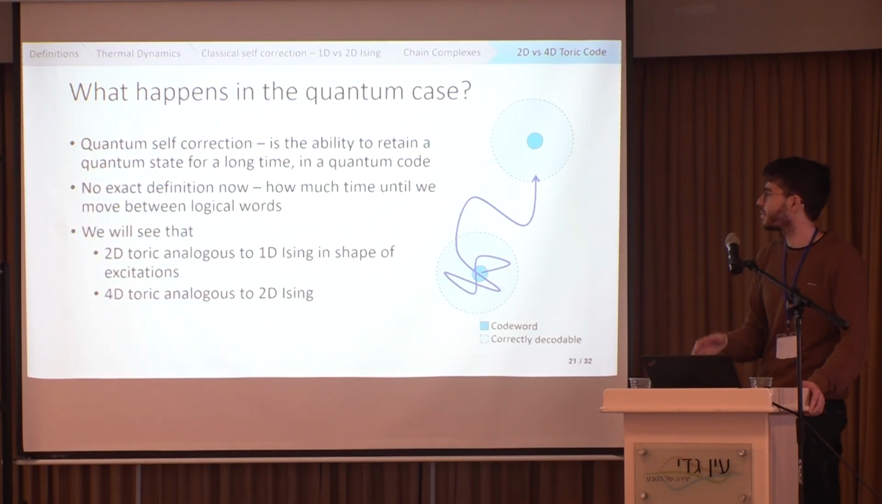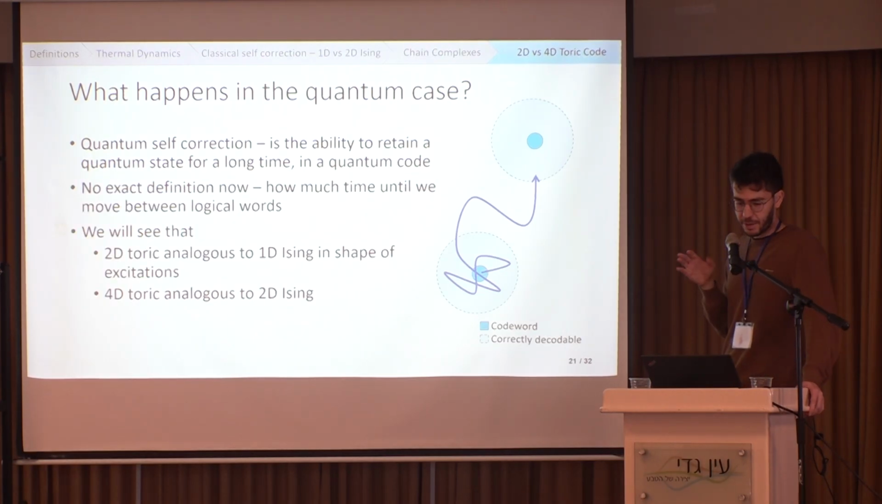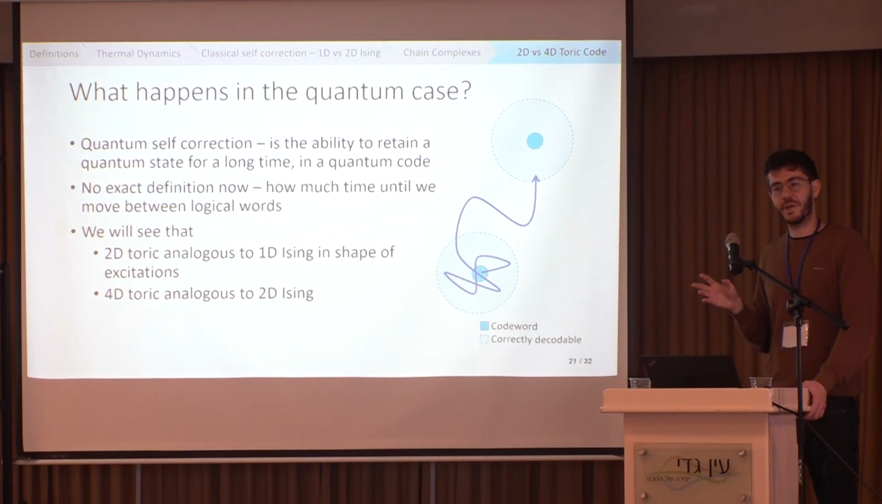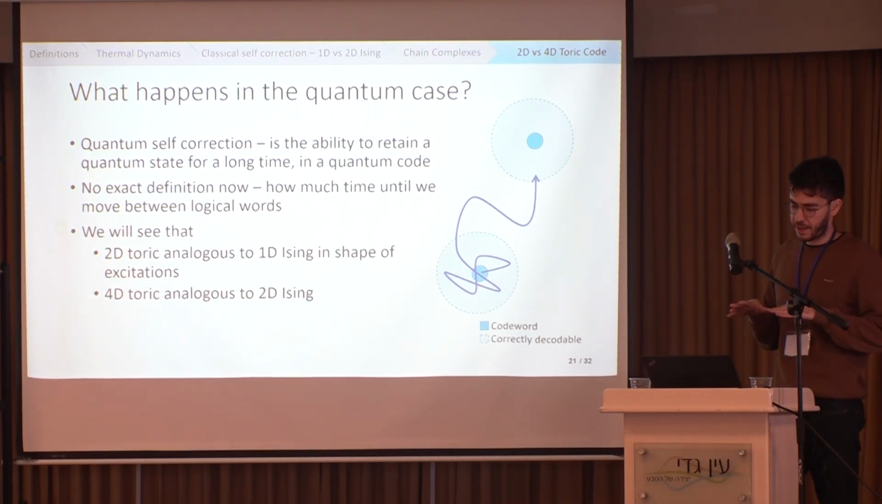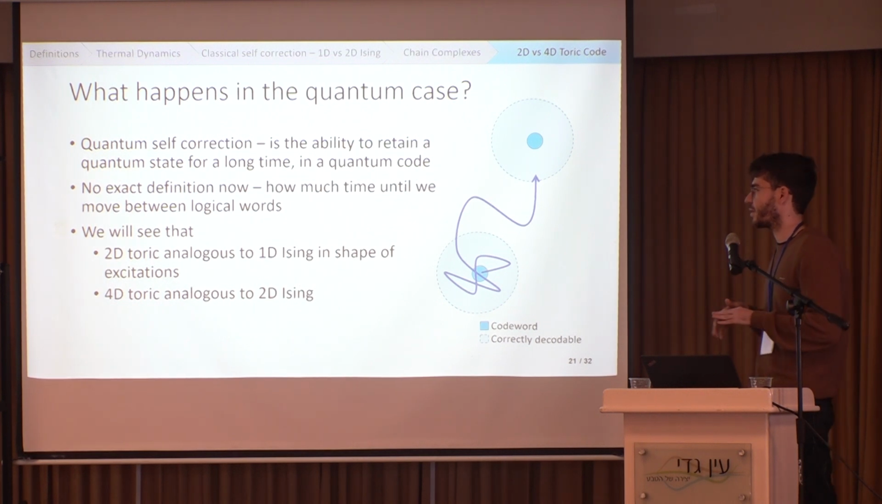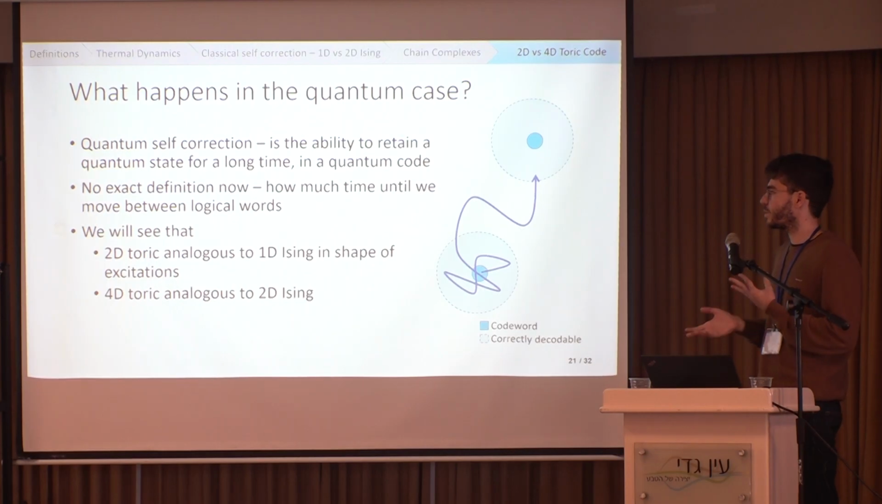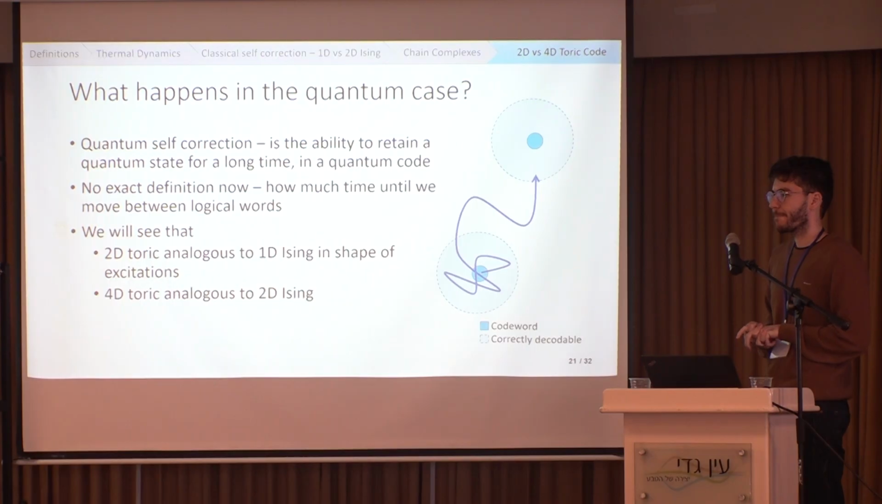Now we move on to the quantum case. We want to define precisely the meaning of quantum self-correction, but it's about the same idea. We start with a quantum state, and we want to retain the state for a long time. And we want to see how much time it takes when we move between logical words. But it's not any quantum state like before, like in the Ising model. You start with the all zeros. Here we'll start with an encoded state.